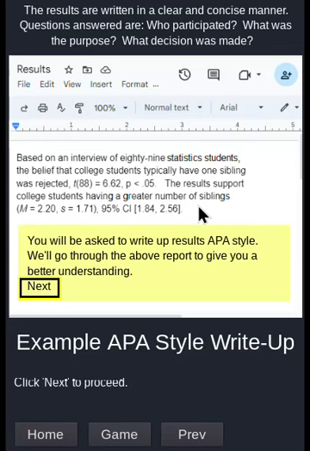It had 88 degrees of freedom. It was equal to 6.62. And if we were to believe the null hypothesis, this could happen, but with probability less than our alpha level of 0.05. So the results support college students having a greater number of siblings. And then we're given the descriptive statistics for our sample, and we're also given a 95% confidence interval where we are likely to find the true population mean for number of siblings. That's somewhere between 1.84 and 2.56 siblings on average.